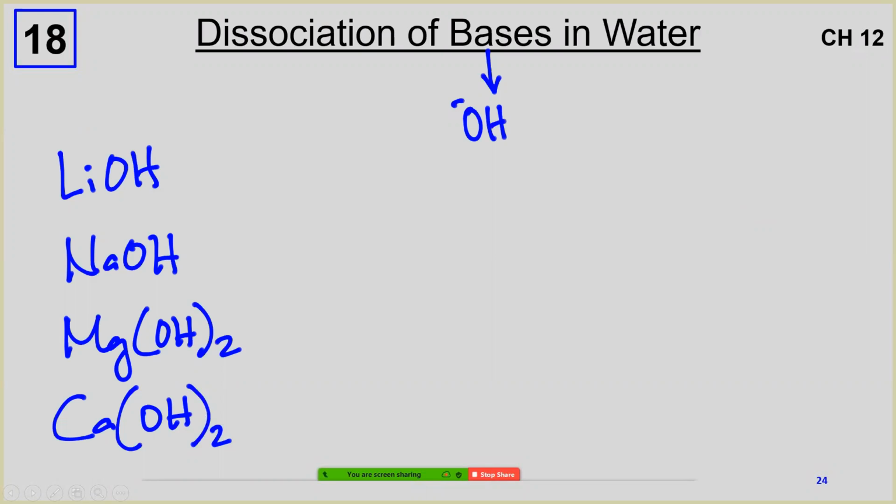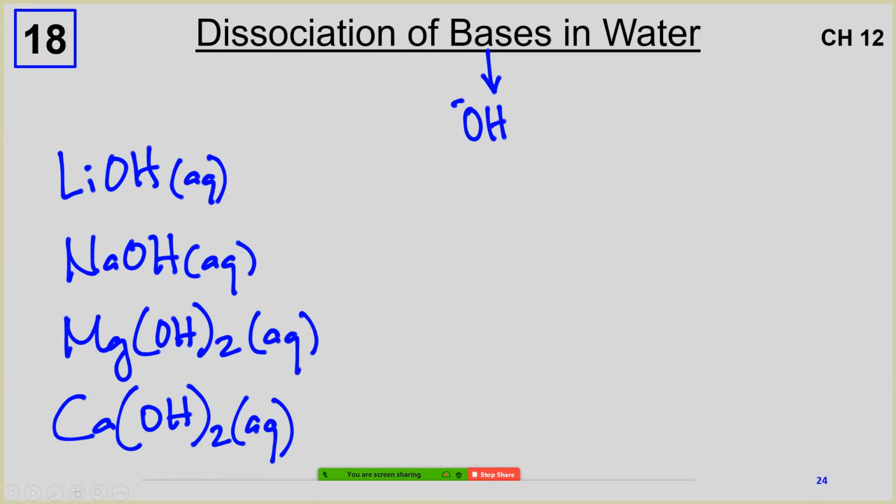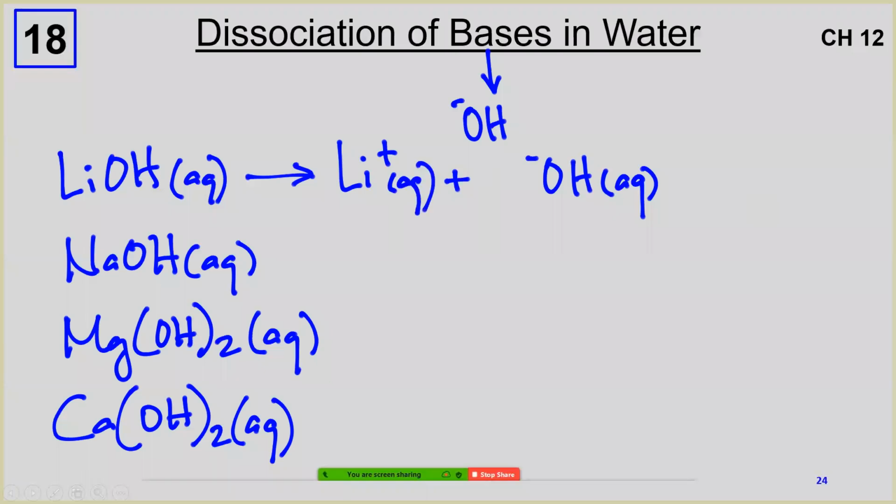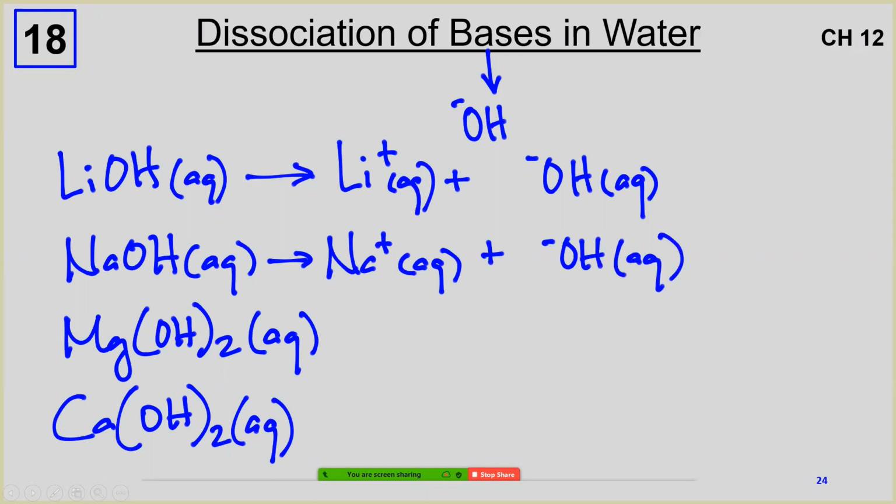So we can go ahead and put aq here for aqueous to indicate that they are dissolved in water. So in water, they would dissociate into ions, Li plus and hydroxide. And you always have to indicate that it is in water, so you're going to put aqueous here. We can do the same thing for sodium hydroxide: Na plus in aqueous, plus hydroxide in aqueous. Okay, for magnesium hydroxide, it's going to be slightly different.